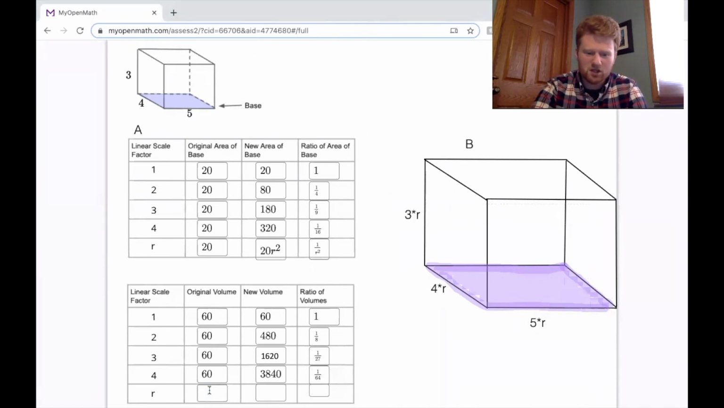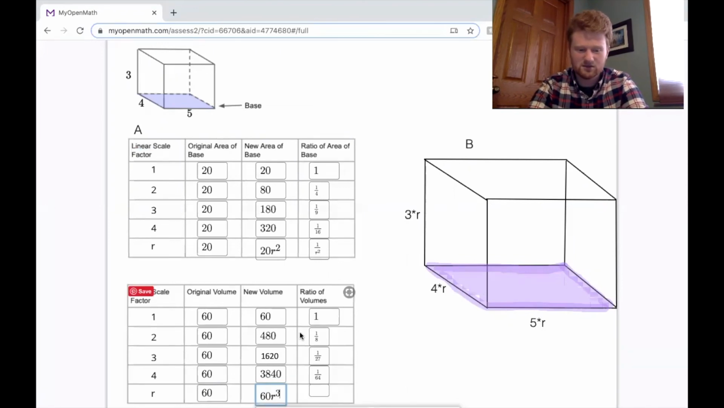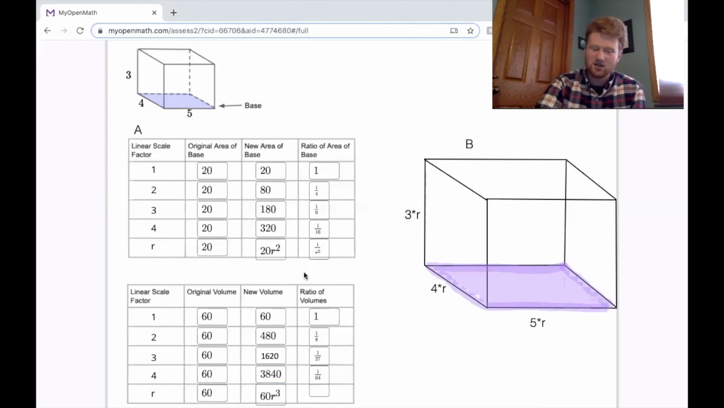So our original volume, again, would remain 60, but what do you expect is going to happen for that new volume? Well, we would still take length times width times height. So we would do 5R times 4R times 3R. And what you'll notice is you have those original numbers still in there, 5 times 4 times 3, and then you have 3 separate R's. So we get 5 times 4 times 3 is 60, times R cubed. 60R cubed. Sorry, the bottom of my computer is coming up in that video there, but we have 60R cubed.